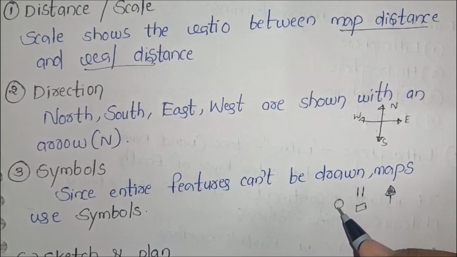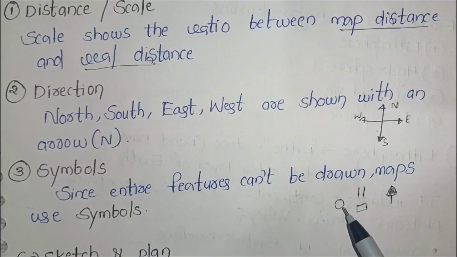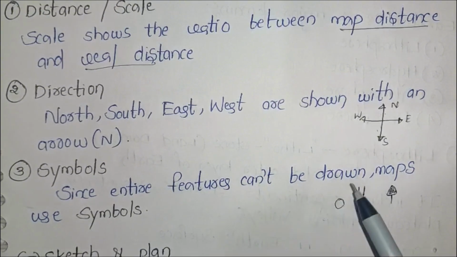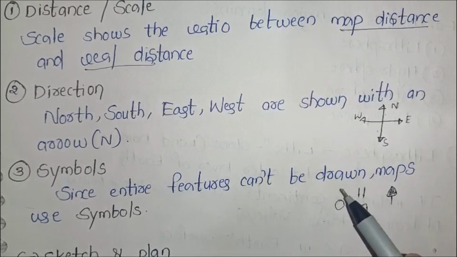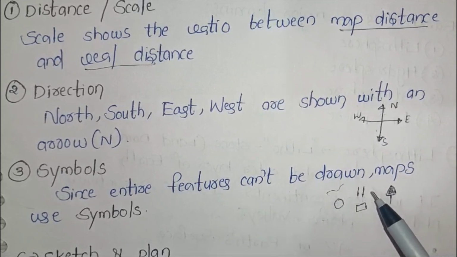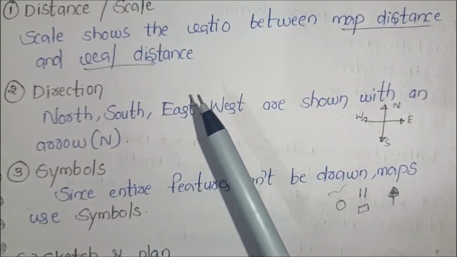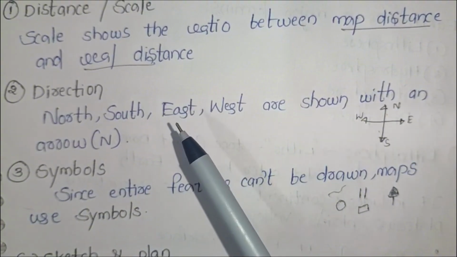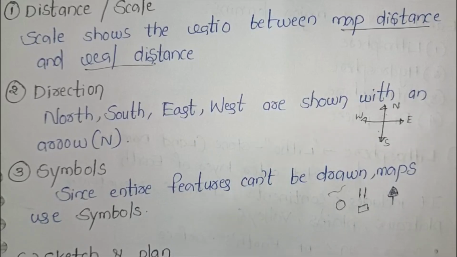For example, I am showing with symbols only how it will show the features of the map. Because we cannot draw the entire features in the map, we show them with the help of symbols. Like red dot is capital, black dot is town, blue line is river. Like this we can show. I hope you understood the three components of the map: scale, direction, symbols. Symbols cannot show the entire features, but they can be used to show the features of the map.